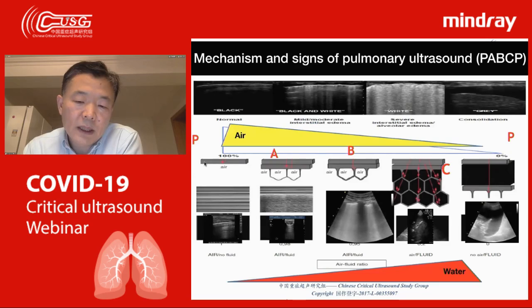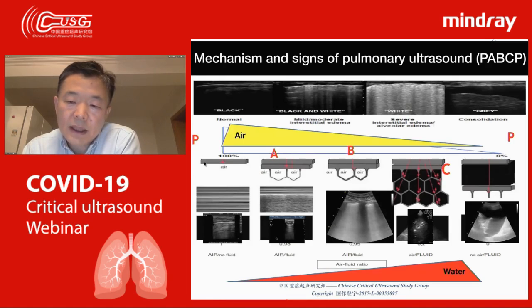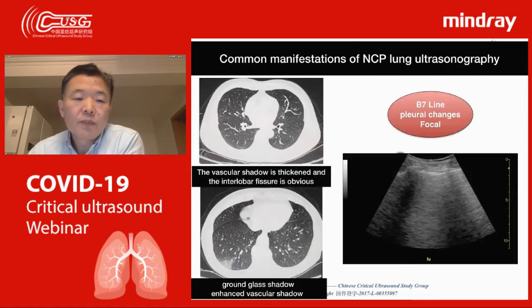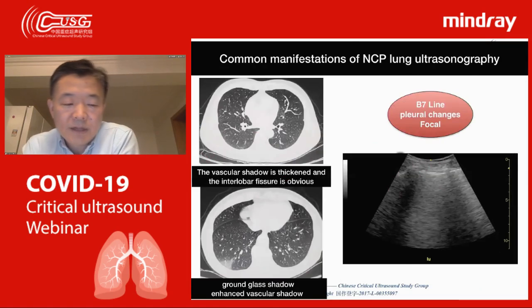And if the air is less, and it becomes maybe consolidation, even pleural effusion. So we call it pneumothorax, A line, or we call it air, B line, and consolidation, and also pleural effusion. So PABCP. So these different words give us some kind of idea. So using this kind of definition, we just combine these two images together.